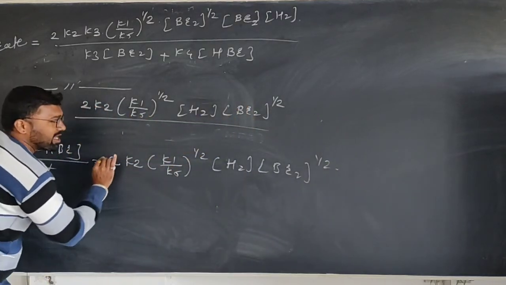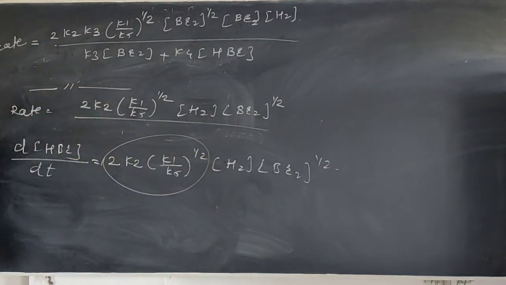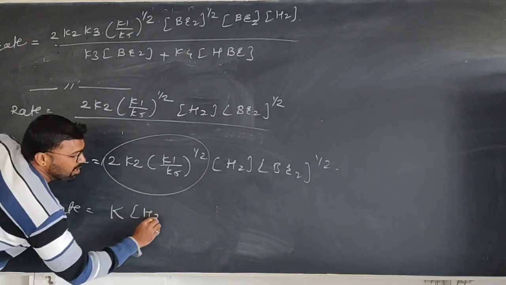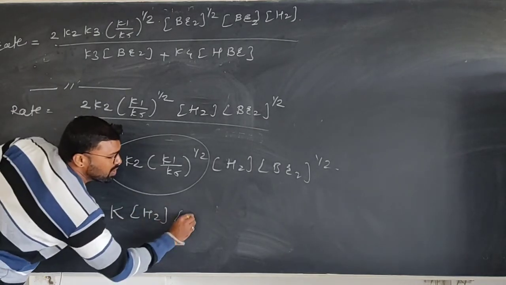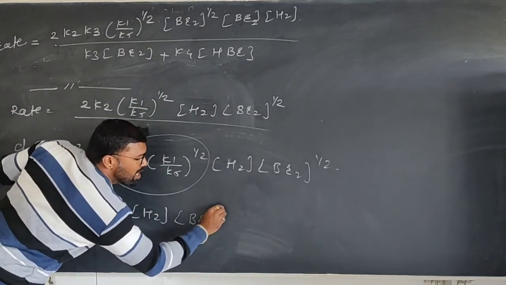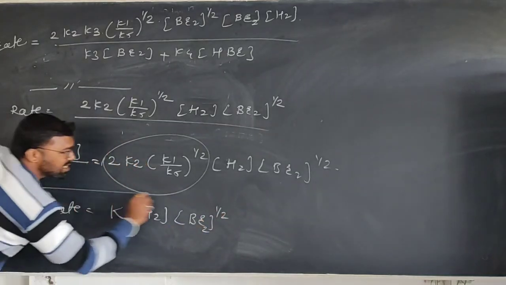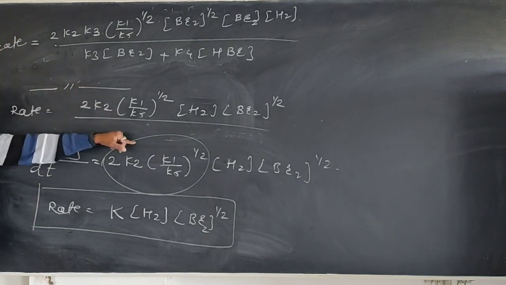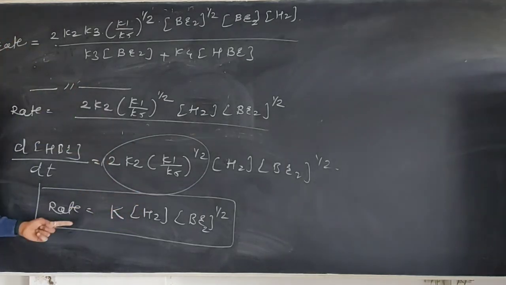If instead of this whole constant I put a new constant, that is rate of formation of product is equal to capital K, okay, inside again multiply H2 and Br2 raised to half. This is the actual rate law for the formation of product, that is HBr, okay, and this is called the kinetics of chain reaction. Finally, you will get an idea about the rate of this equation.